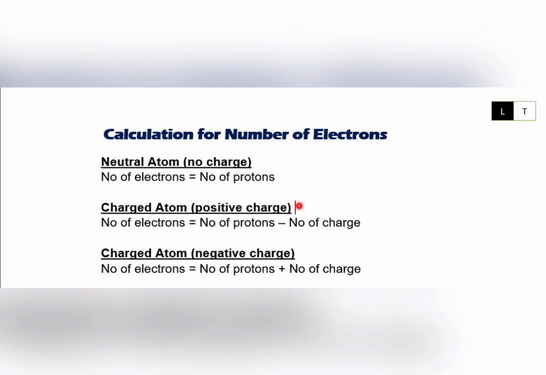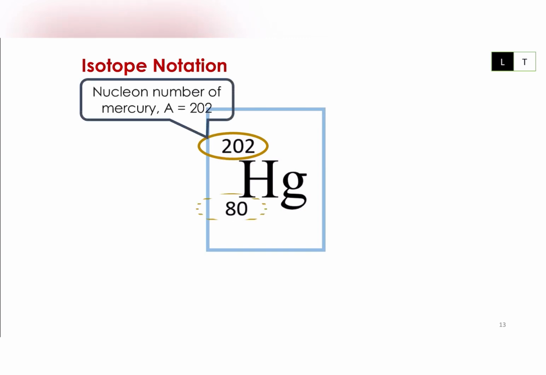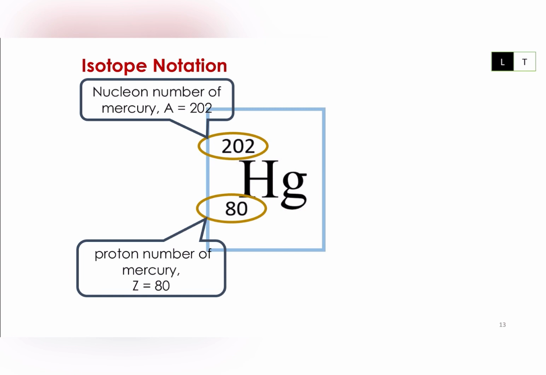So both of these are for the ions. So let's go to this example. This is isotope notation for mercury, where I have the nucleon number of mercury, capital A, is 202. And the next one, I have the proton number for mercury, which is 80. The symbol for the proton number is capital Z.